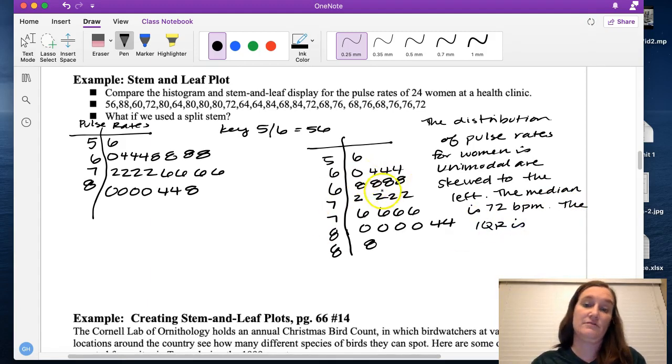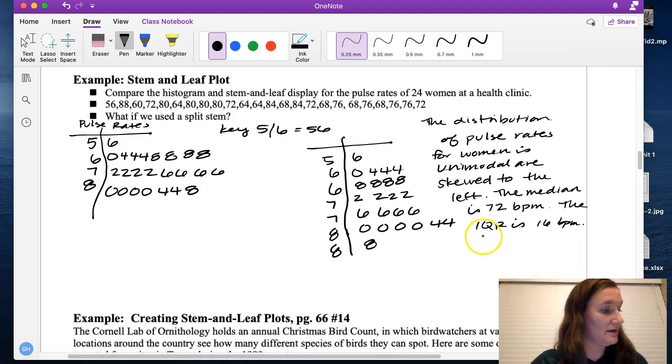The IQR is, and again, you could find the quartiles. You could use your calculator to find them. I'm going to say maybe my quartiles are probably 64 to 80. So that's what, 16? Yeah, so it is about 16 beats per minute. And again, on this, I don't necessarily think there are any outliers. You could actually calculate the fences, though, since you have the IQR.